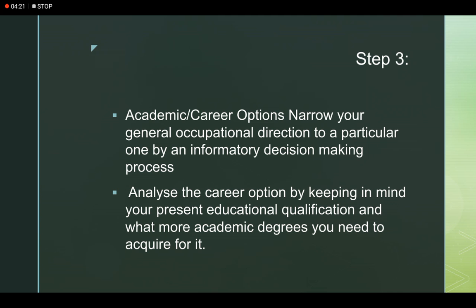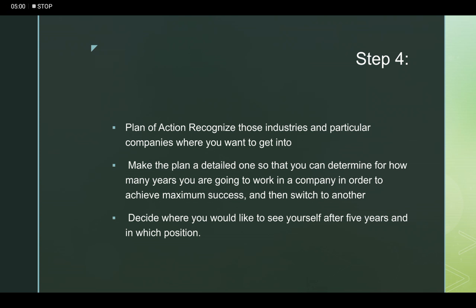Now step 3, academic or career options. Narrow your general occupational direction to a particular one by an informed decision-making process. Analyze the career option by keeping in mind your present educational qualification and what more academic degrees you need to acquire for it. The same thing: analyze the career option by keeping in mind your present educational qualification, and also keep in mind the degrees you need to get that particular job that you have aspired for.